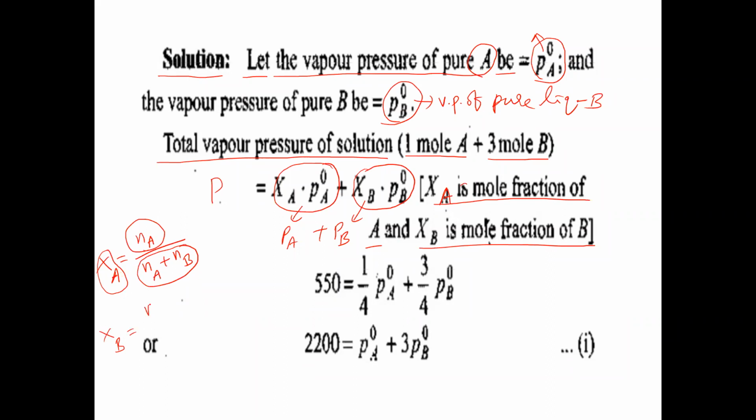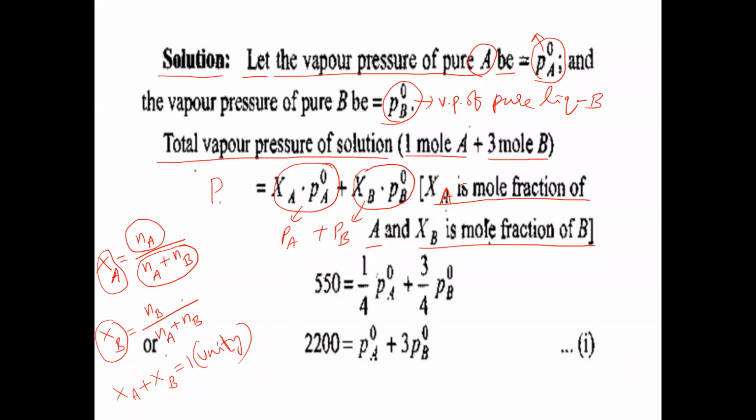Similarly, XB is equal to the number of moles of B upon the number of moles of A plus the number of moles of B. XB is the mole fraction of B. And also we know that XA value plus XB value must be equal to 1. It means the mole fraction of solvent plus the mole fraction of solute must be equal to unity. That point we know. Now keep in mind.